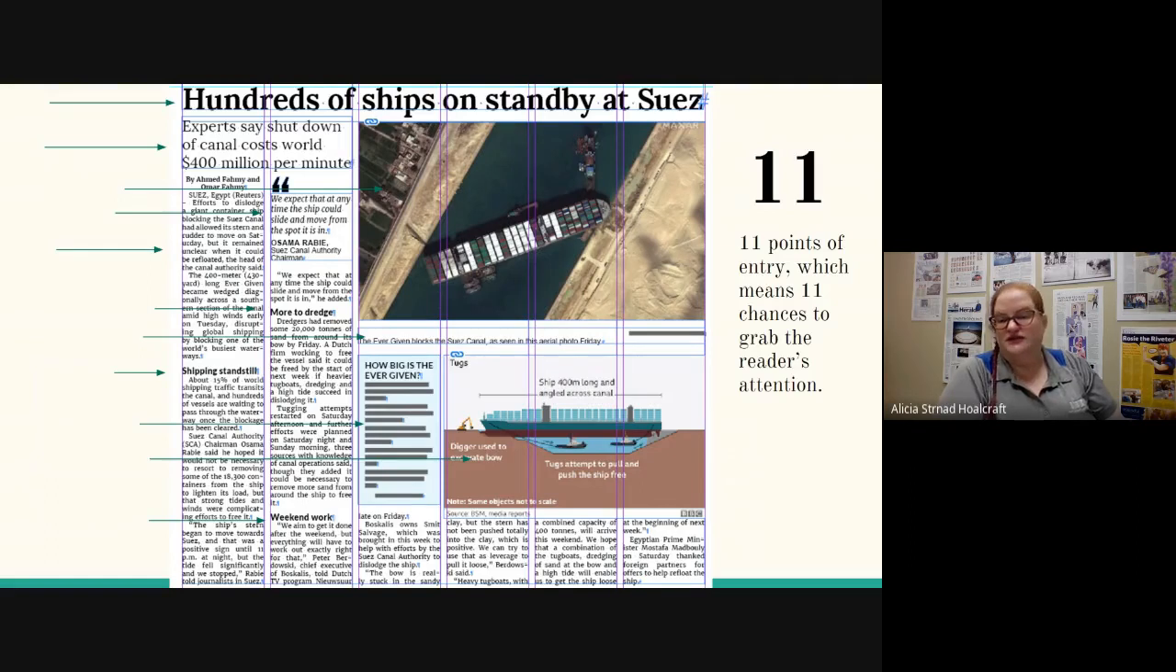Because by doubling the number of points of entry that you have, you're doubling the chances that a reader is going to read what you have spent so much time on. And, obviously, you guys are doing great work, and the more eyeballs we can get on it, the better. I want as many people as possible to be reading all the things that you do.